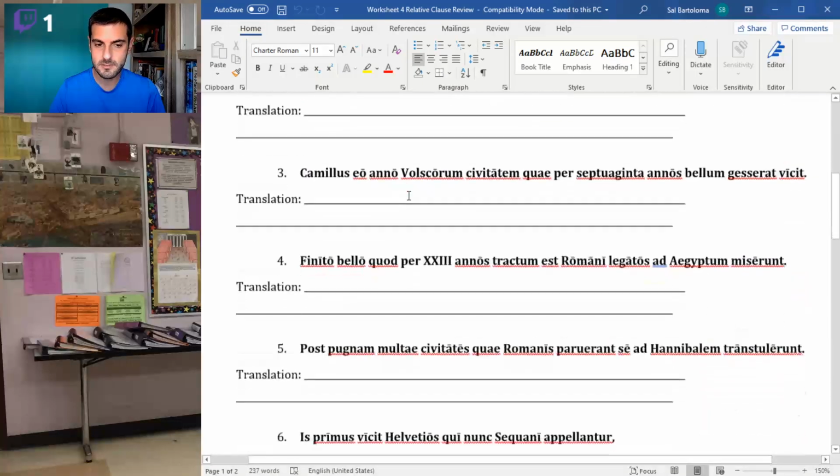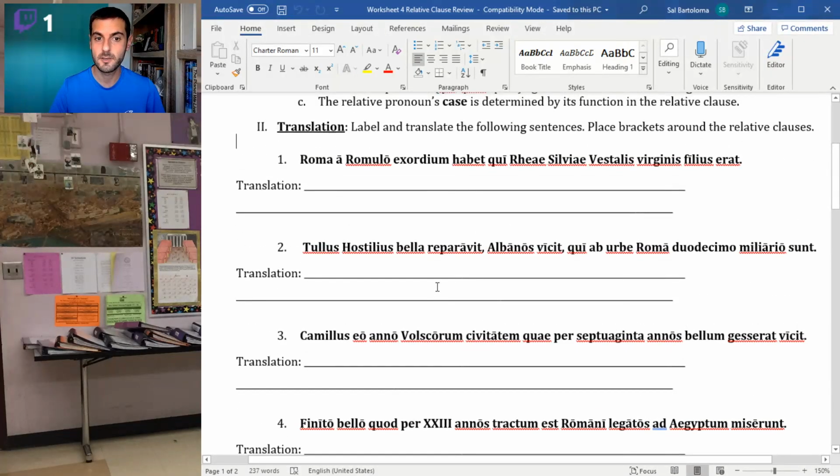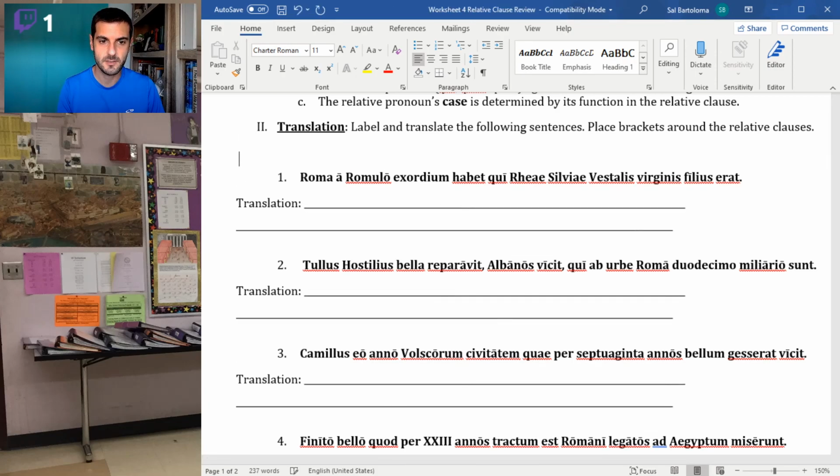All of these sentences on this worksheet were taken right from an author by the name of Eutropius, who we're actually going to be reading. So this is real Latin. This is what it looks like. Sometimes it follows the rules that we're used to, and sometimes we have to adjust on the fly. Okay.